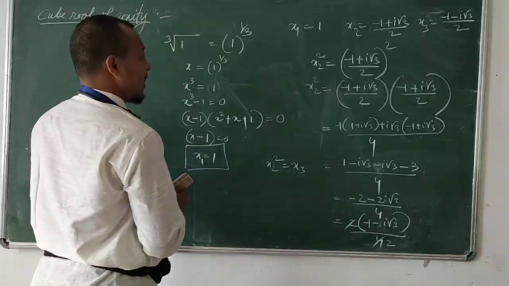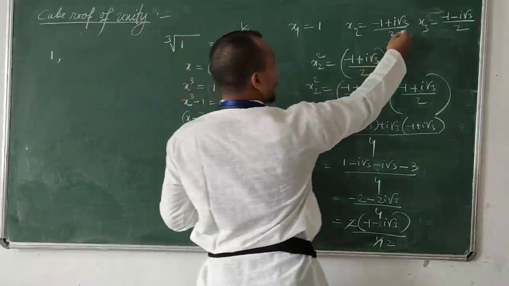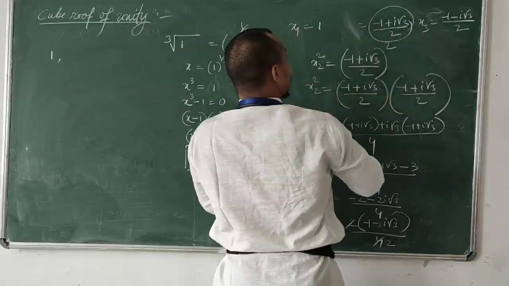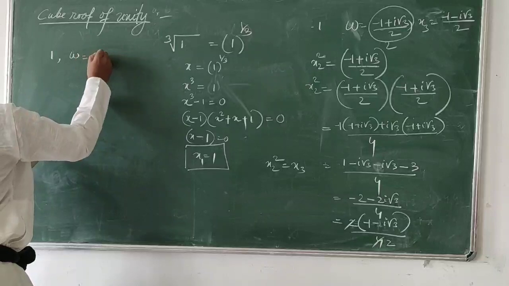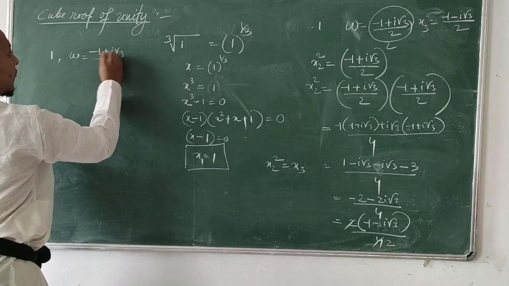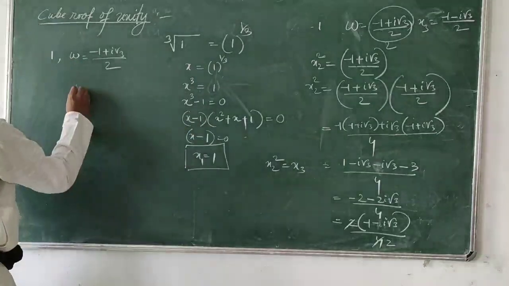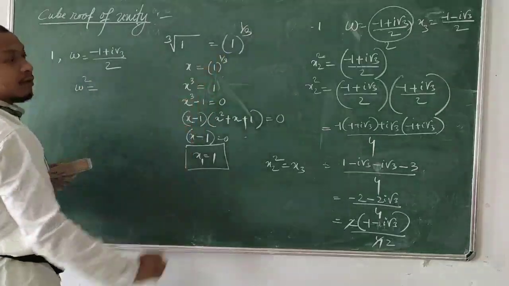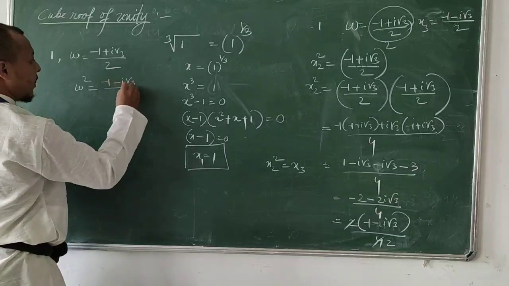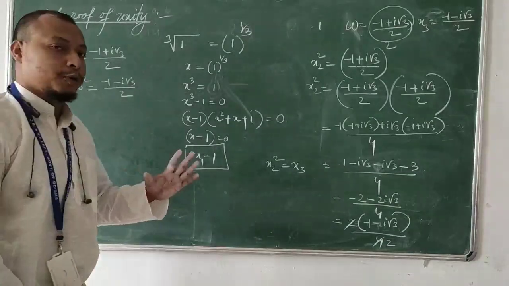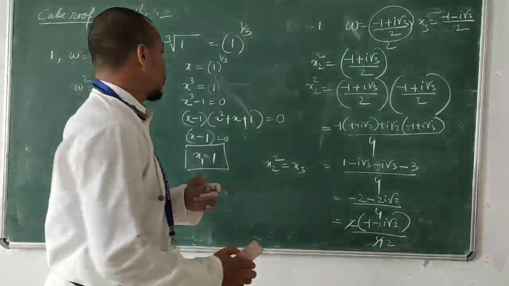Remember that. So now I will take 1 as one root, and I will take this entire value as omega. Omega value is minus 1 plus i root 3 by 2. And if you are making this omega square, we are getting the third one, minus 1 minus i root 3 by 2. So for the cube root of unity, we have got 1, omega and omega square. I believe we have understood this one.